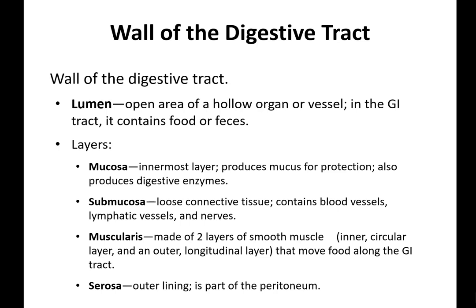Then we have the submucosal layer, which is a loose connective tissue layer that has blood vessels. Then we have the muscularis layer, made out of 2 layers of smooth muscle, a layer of circular muscle, and a layer of longitudinal muscle. And then the serosal layer, which is the outer lining. This is the part of the peritoneum that anchors it to the cavity.